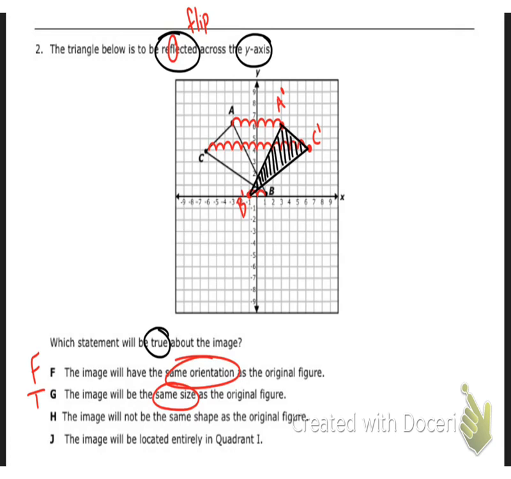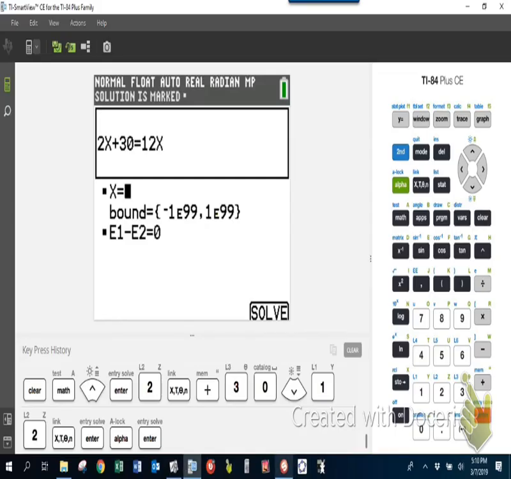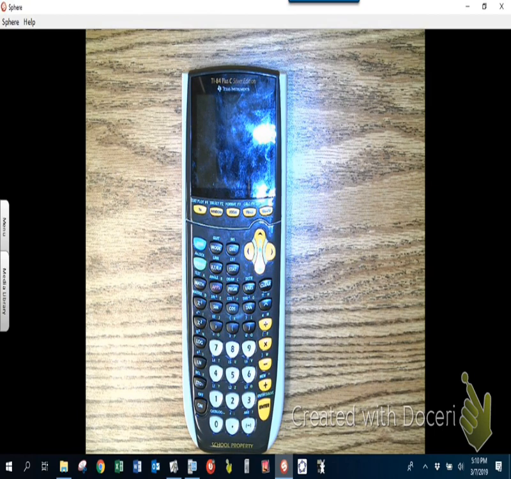H says that the image will have the same shape, and, oh no, it will not have the same shape, my bad. So that's pretty weird. I mean, I guess it's the equivalent of this. I don't know if this makes any sense. When I flip a calculator, it suddenly becomes a phone. It just changes what it is completely. Yeah, that doesn't work.